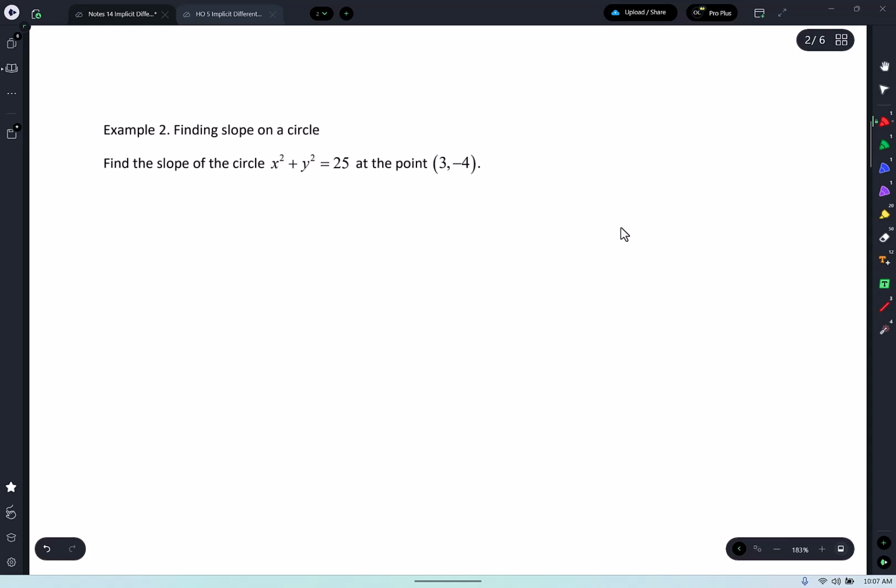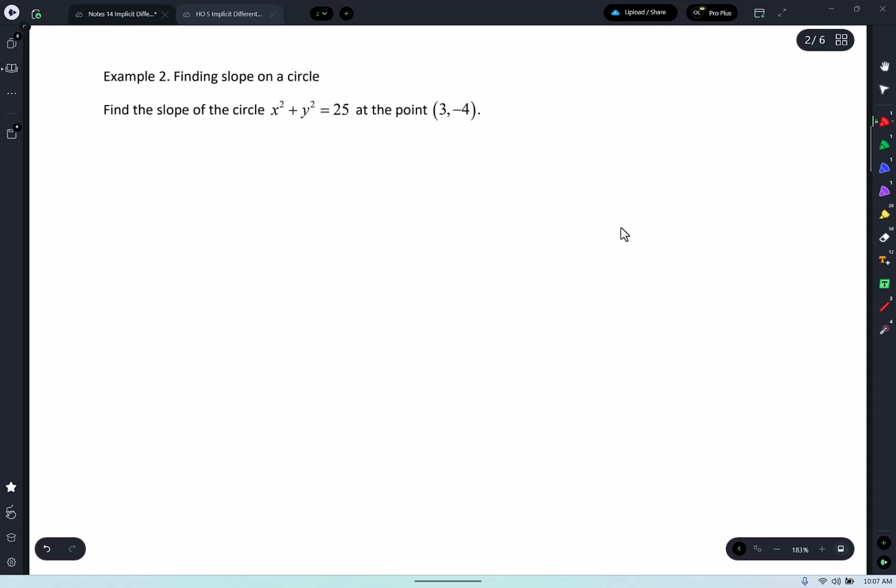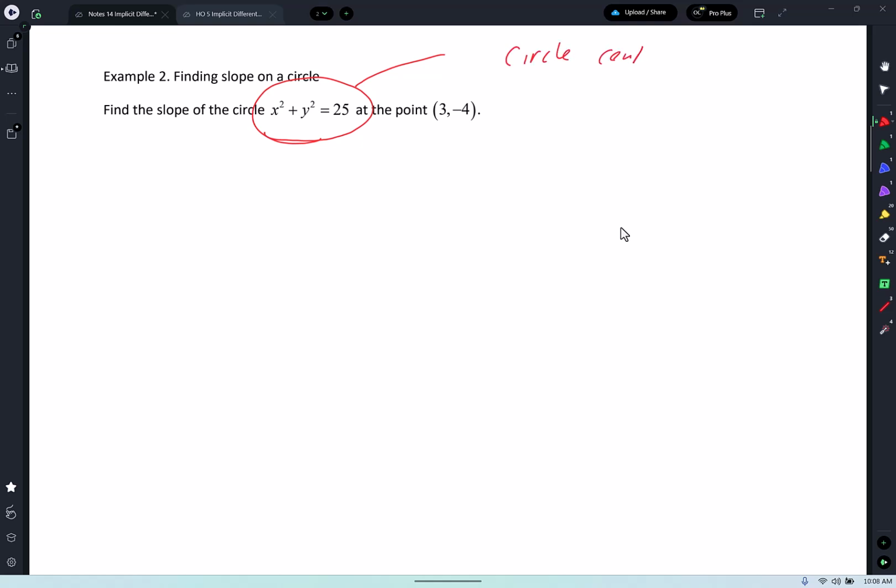Look, example 2. I think I stole this question from a UT Austin exam or one of those. I don't think UT Austin said it with a circle. They just said find the slope. I would hope that you know that this is a circle centered at origin with radius 5.